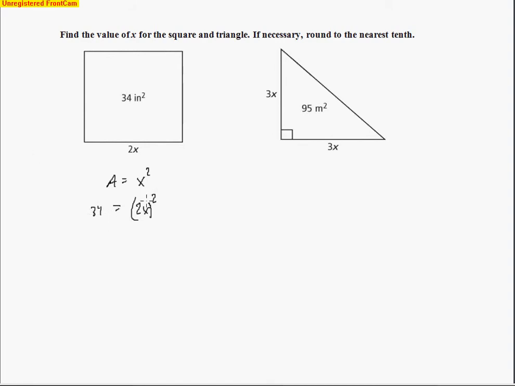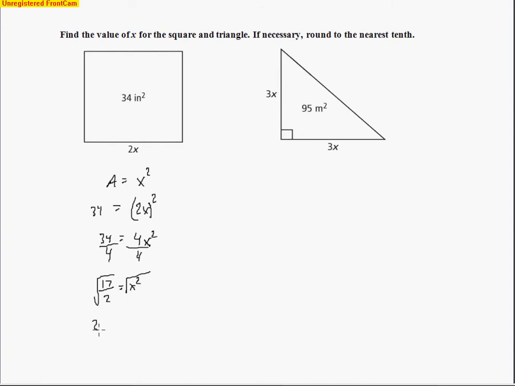And so when I square this, I've got 4x squared equals 34. So I go ahead and divide by 4, and I've got this. I can go ahead and reduce this a little bit. So this is going to end up being 17 over 2. And then I can go ahead and take the square root. And so not a perfect square, so we're supposed to, again, round to the nearest tenth where necessary. So I'll go ahead and plug into my calculator the square root of 17 over 2. And when I do that, I get this answer here.